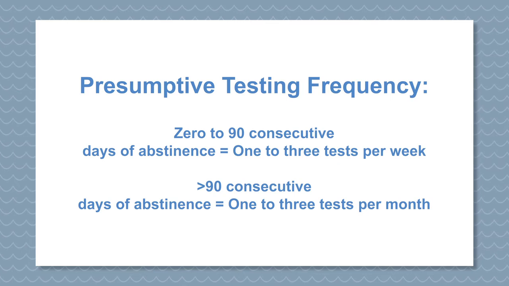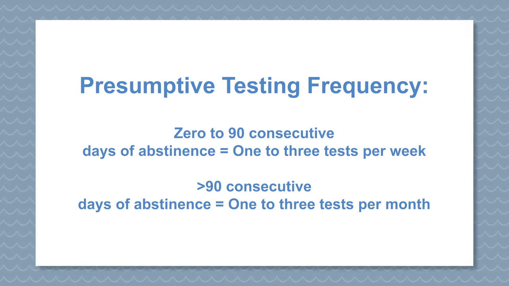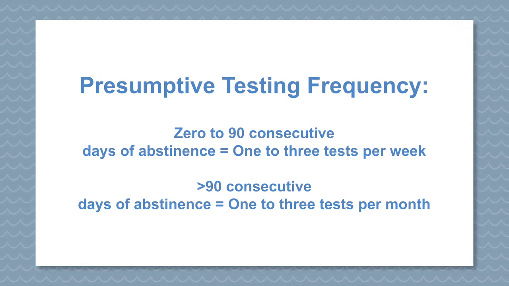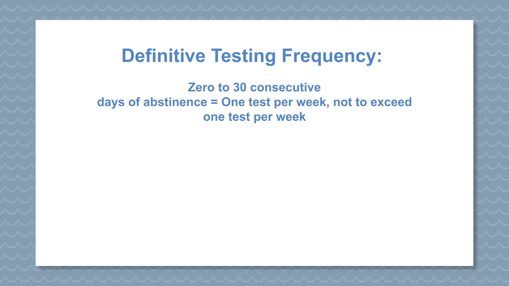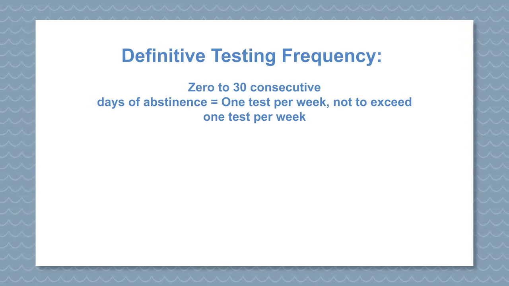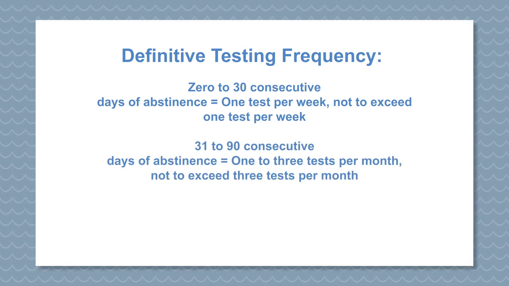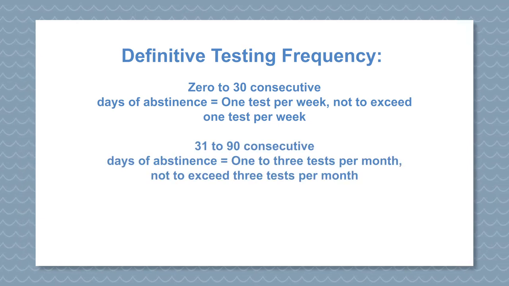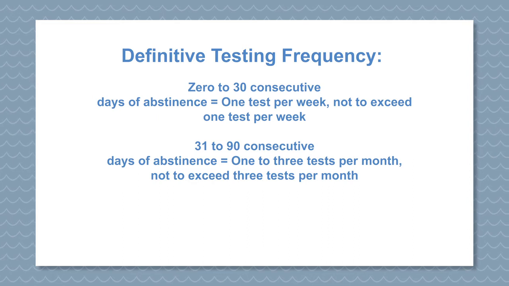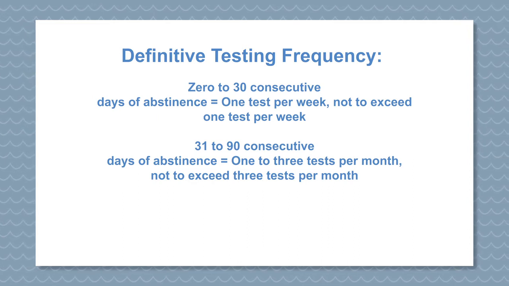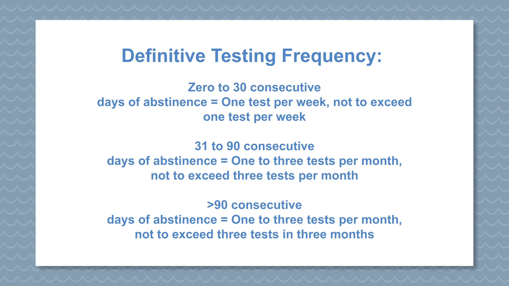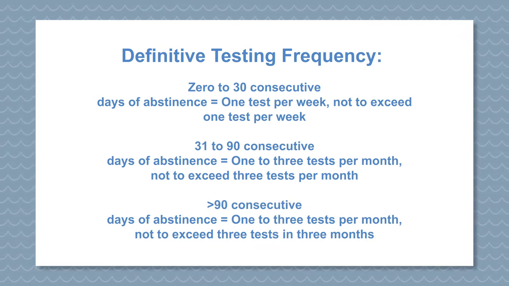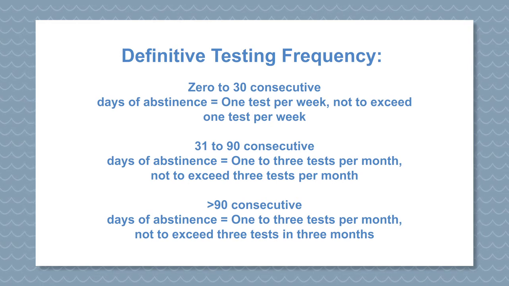Next, we'll look at definitive testing, which may be ordered when necessary based on the patient's substance use history and when results are needed for treatment decisions and clinical assessment. For patients with 0 to 30 consecutive days of abstinence, testing is expected at a frequency of 1 test per week, not to exceed that 1 test per week. For patients with 31 to 90 consecutive days of abstinence, testing is expected at a frequency of 1 to 3 tests per month, not to exceed 3 tests per month. And for patients with greater than 90 consecutive days of abstinence, testing is expected at a frequency of 1 to 3 tests, not to exceed 3 tests in 3 months.